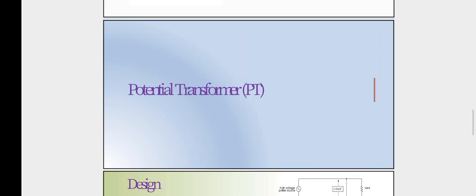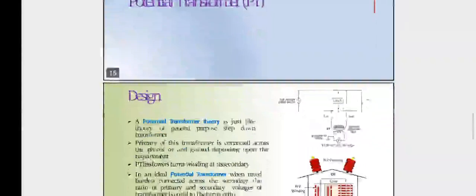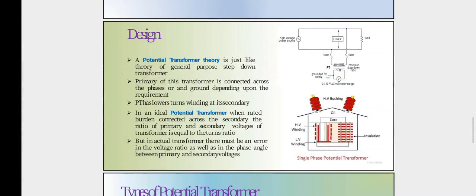But in an actual transformer, there must be an error in the voltage ratio as well as the phase angle between the primary and the secondary voltages. So on the right hand side you can see how the PTs are connected in a circuit. The next one is called the design.